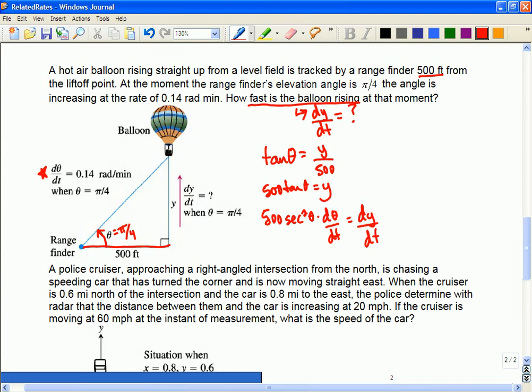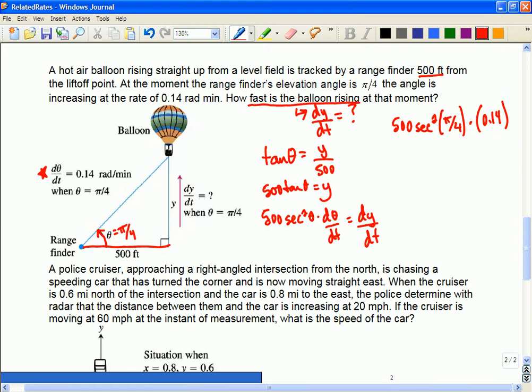So let's finish this one off. We can fill it in. That means with theta equal to pi over 4, and I've got it changing at 0.14 radians.